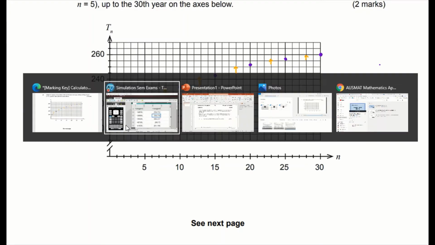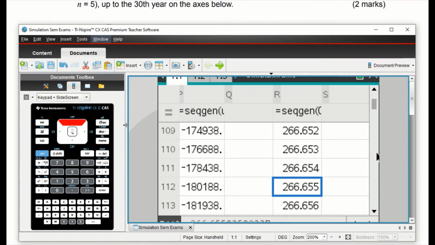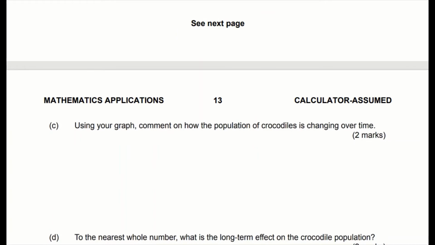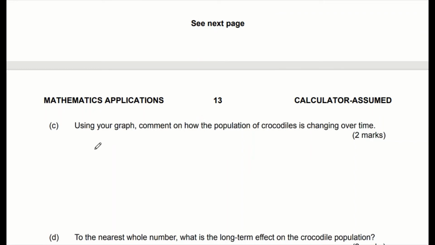Eventually, when you look at your calculator and keep scrolling to the next part, you will see that you reach a steady state. The thing that is increasing is just a bit, and it's approaching 266 already. So in this question, how are you going to describe the change in the population? You can talk about it increasing at a decreasing rate. Let me write it. The population of crocodiles, or if you want to save some time, you can just say that the population is increasing at a decreasing rate.